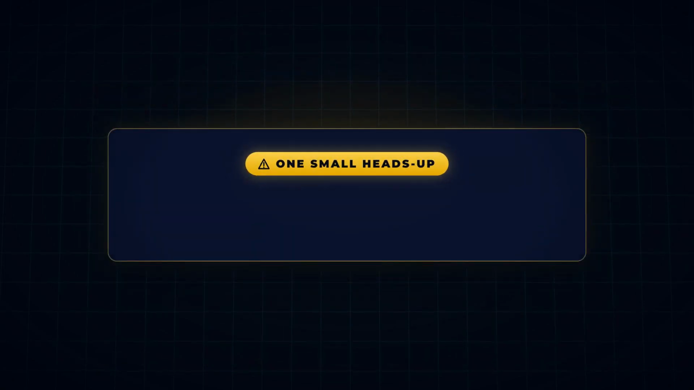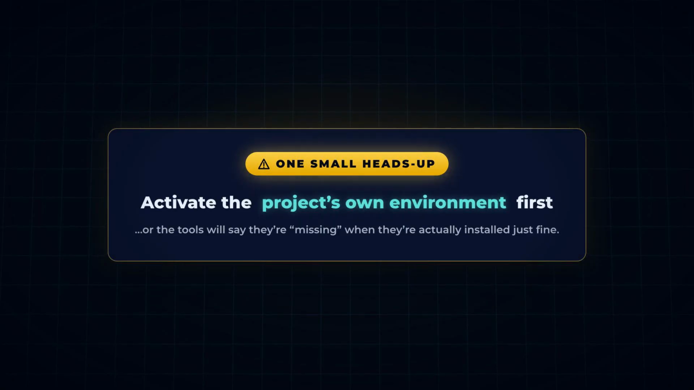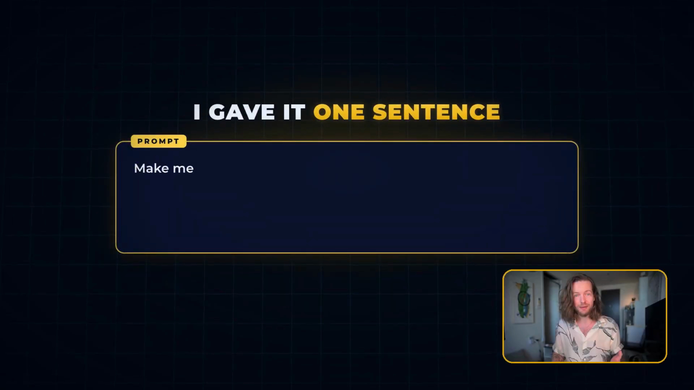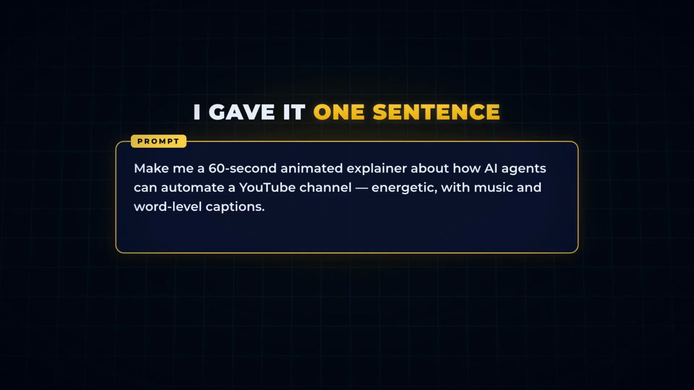One small heads up if you try this: activate the project's own environment first, or have the tools report themselves missing when they're actually installed. So I gave it 1 sentence: make me a 60-second animated explainer about how AI agents can automate a YouTube channel, energetic, with music and word-level captions. And then I just watched it work.